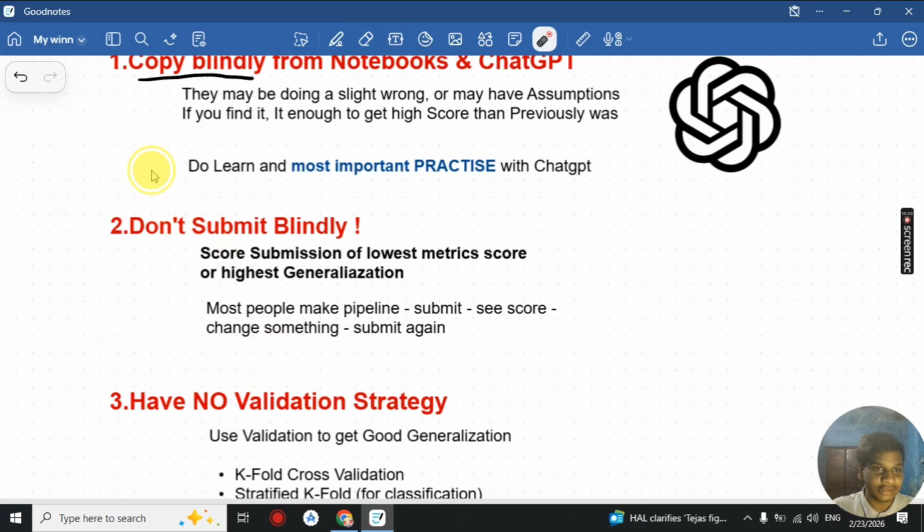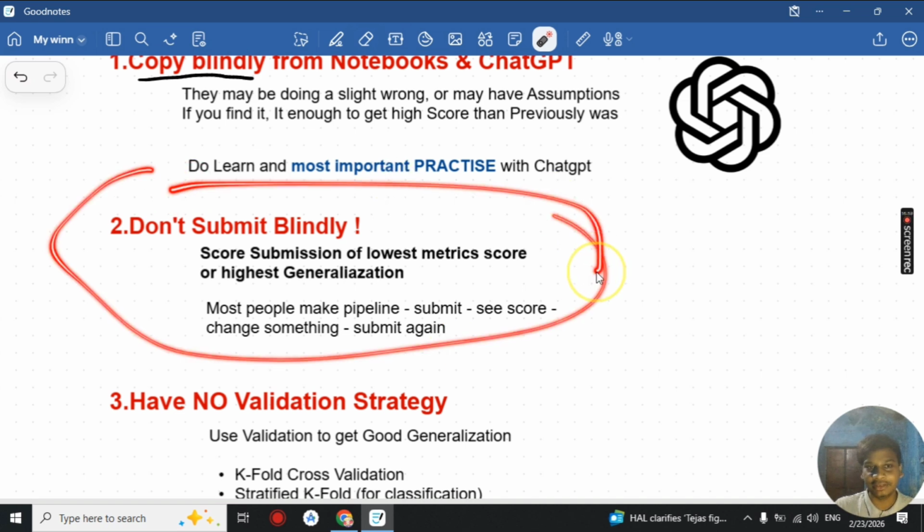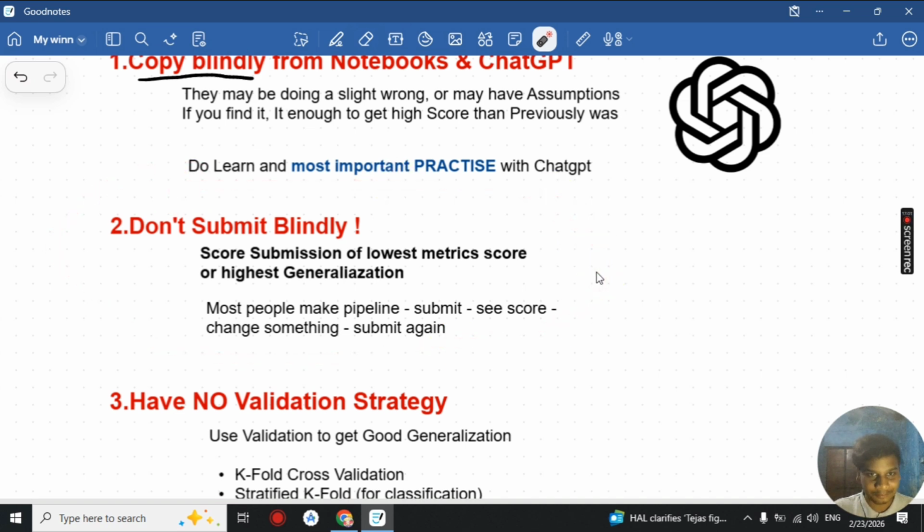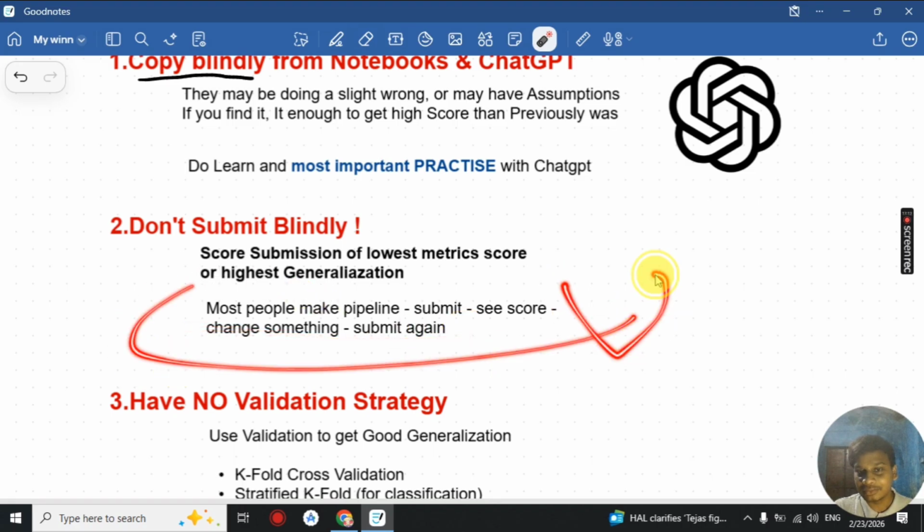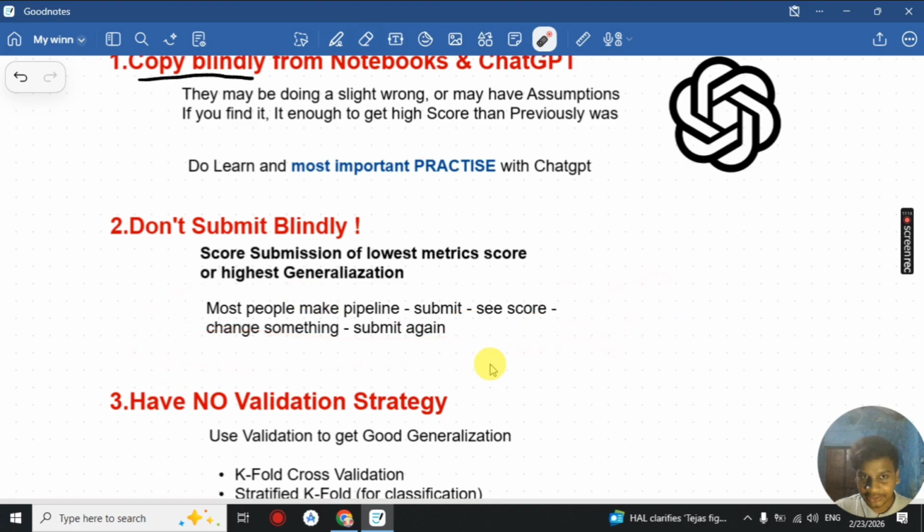And the second part is don't submit blindly. First is don't copy, second is don't submit blindly. I have seen students who just make a random pipeline, submit the whole CSV file, see the actual score, then change something in the model and submit again, and submit again.